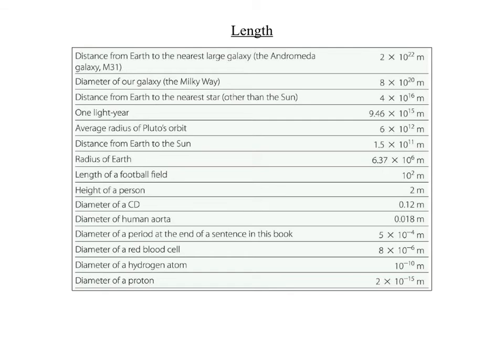For example, the distance from the Earth to the nearest large galaxy, the Andromeda galaxy, you're not going to know that. You don't have to know that. So certain values don't make much sense, but other things do make sense. This one you should know.